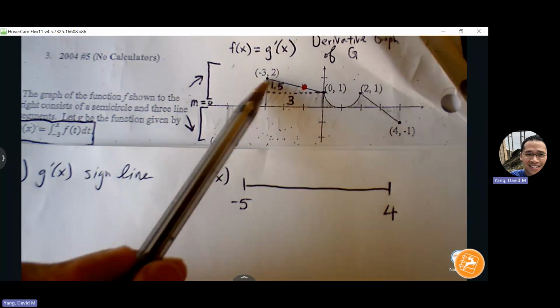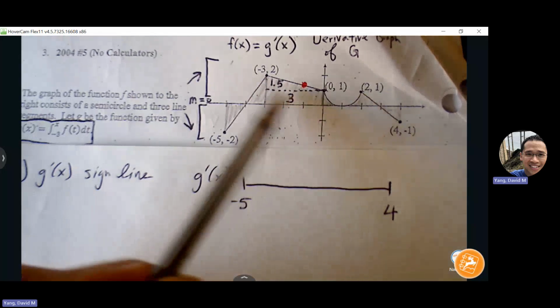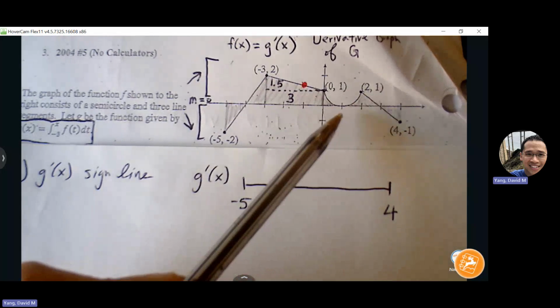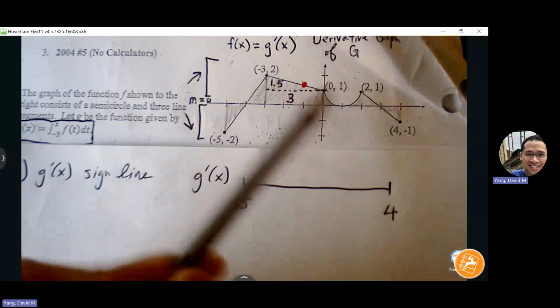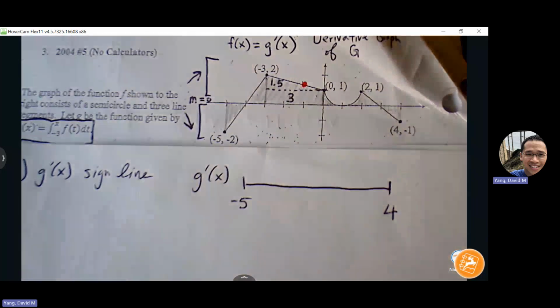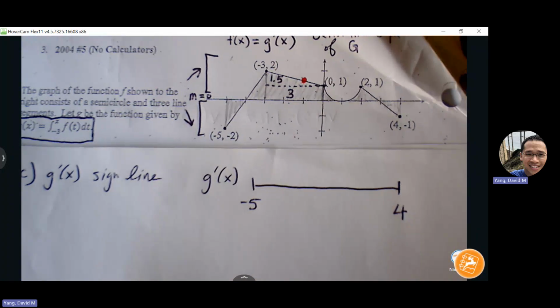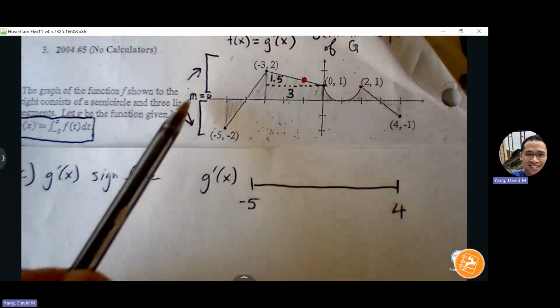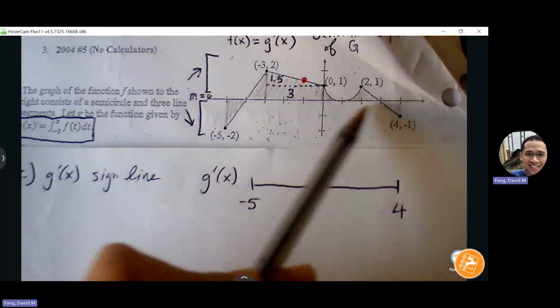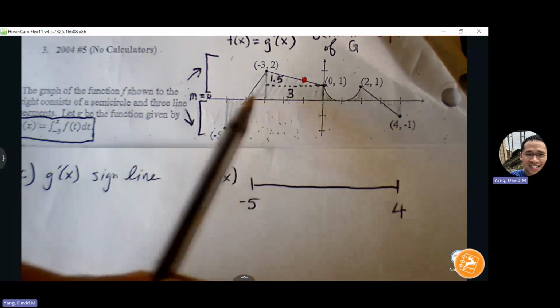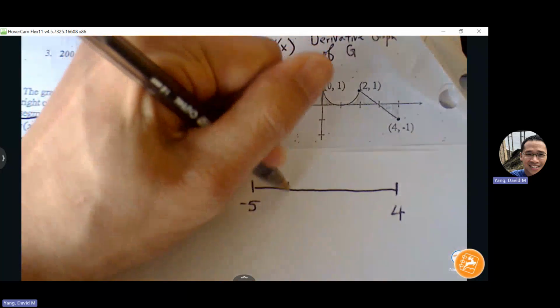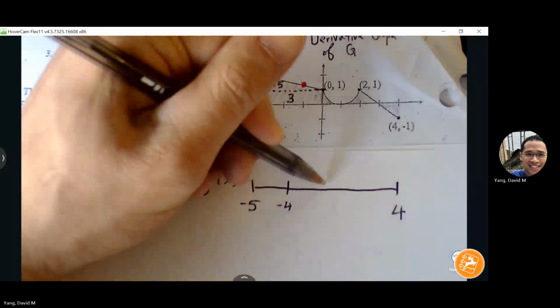Remember, we don't want to look at the peaks and valleys, right? Peaks and valleys represent the points of inflection of the original graph. This is the derivative graph here. This is not the original graph. So we're looking for slope zeros from the derivative standpoint. Good. So slope 0 is the x-axis, right? This is the derivative graph now. So -4. Okay, where else? +1, +3. Okay.